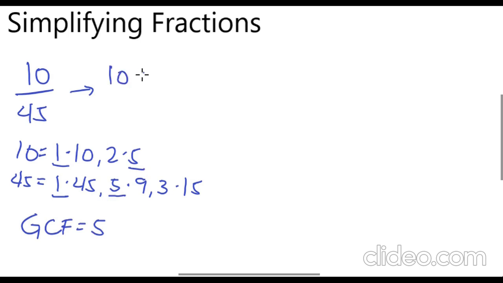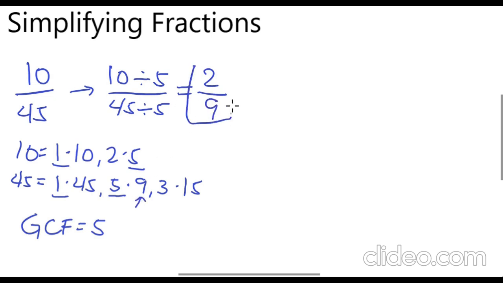So, 10 divided by 5 over 45 divided by 5 also. So, 10 divided by 5, as you can see, ang partner ng 5 doon is 2. And then, over 45 divided by 5, which is 9. So, the answer for the second example, we have 2 over 9.